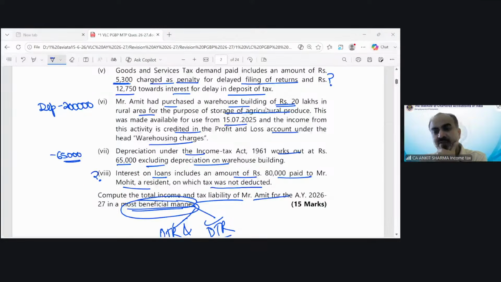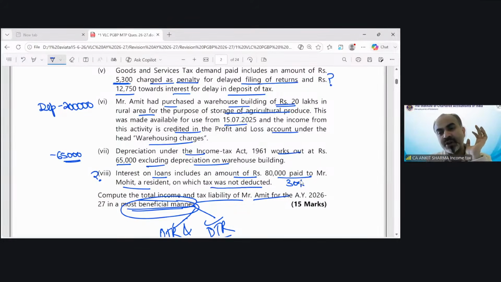Garv is saying 30% disallowed. And for a non-resident, it's 100%. Absolutely right, Garv. High five from Wi-Fi. Very good. So if the payment is made to a resident on which TDS has not been deducted or deposited, 70% is allowed as deduction, but 30% is going to be disallowed. So 30% of 80,000, that means 24,000, is going to be your disallowed expenditure in respect of this income.